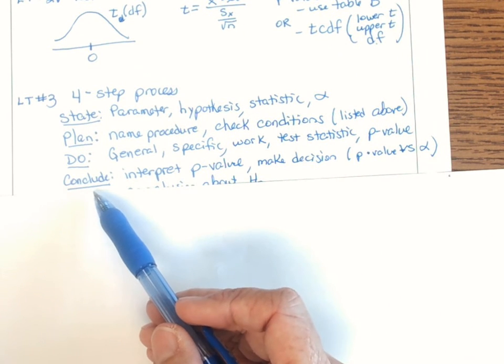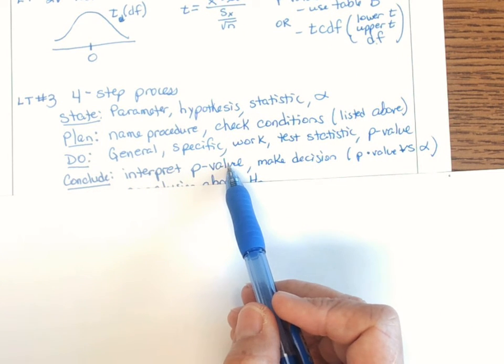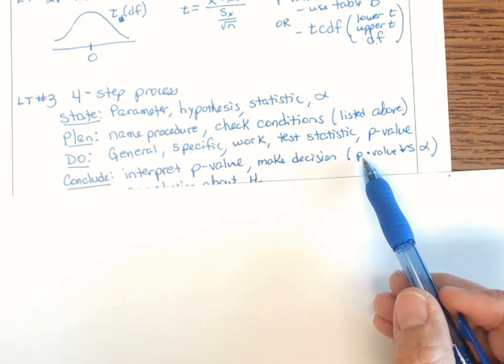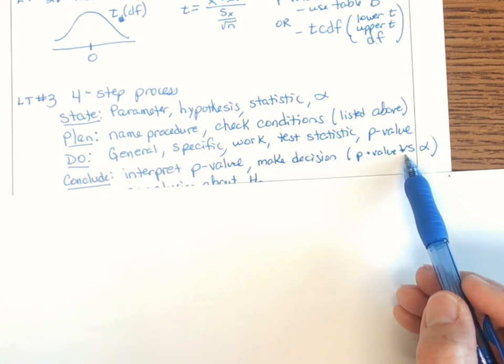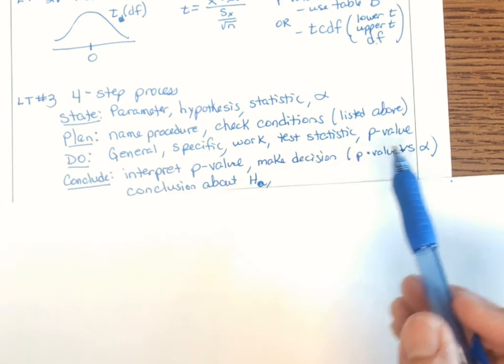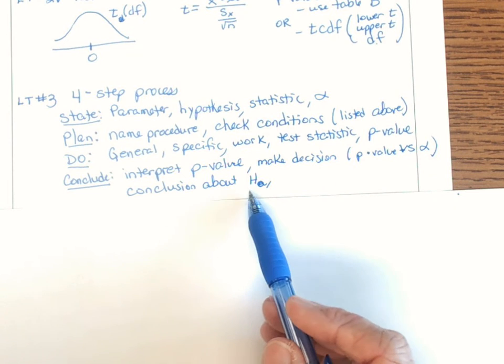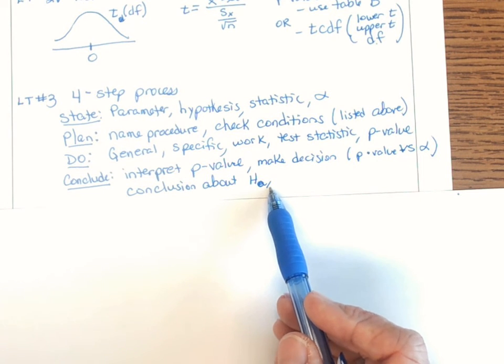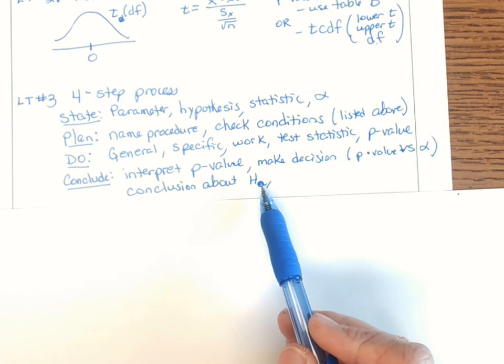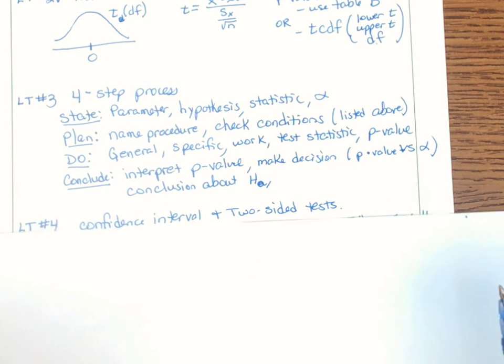In the conclude step, you interpret the p-value, and you make a decision based on is the p-value greater than or less than the alpha level. Once you make that decision about the null, you also then have to make a conclusion about the alternative. So either you do have convincing evidence for the alternative hypothesis or you do not have evidence for the alternative hypothesis.